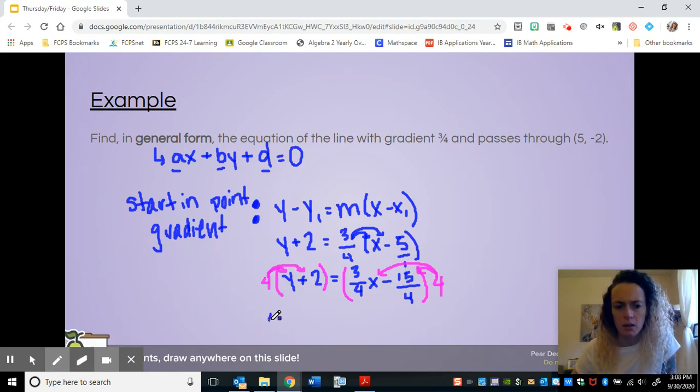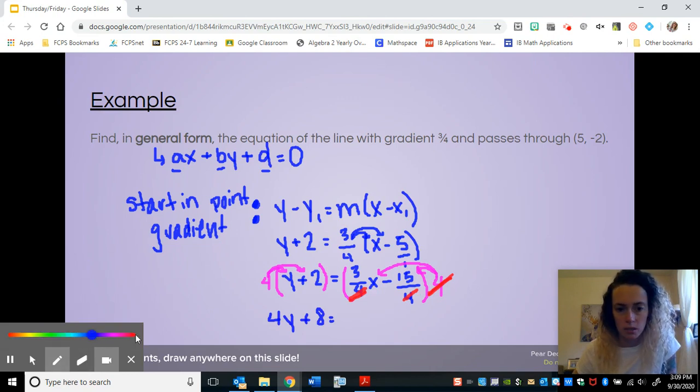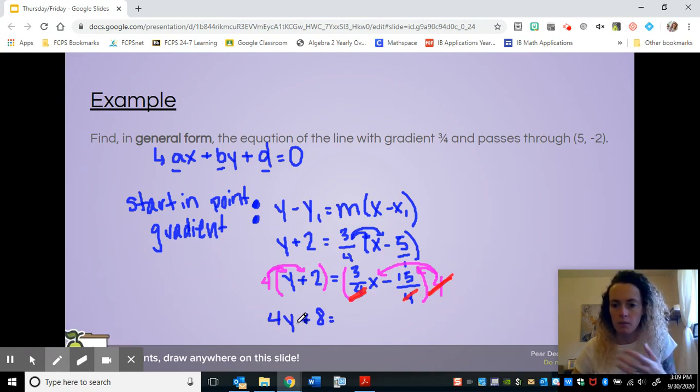So on my left-hand side, I would have 4y plus 8. Right-hand side, remember the point of the 4 was that it would cancel out with the 4s that we currently have in the denominators. So both of these 4s just cancel right out with that one. There's no math necessary there. At least not algebraic math necessary there. You just get rid of your denominators to have 3x minus 15.